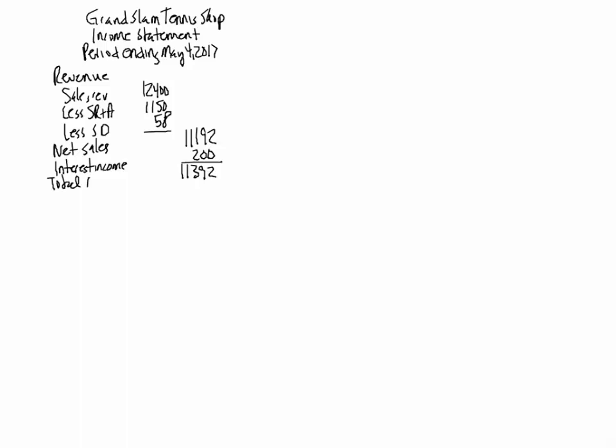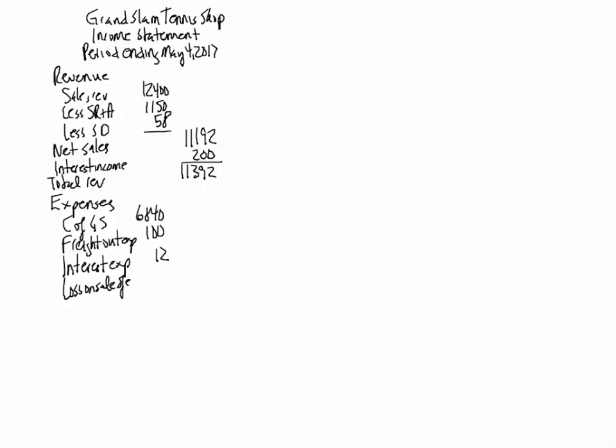Then I have expenses, and you'll see in my expenses, I start with cost of goods sold. So I start with that 6840, and I've got freight out expense, and that would be the $100. And I'm just going to make up some expense. Let's say it's interest expense of $12. Loss on sale of equipment. Let's say it's $150. And miscellaneous expenses. And that would be $1,000. So now I've got total expenses. And the total expenses are 8102.